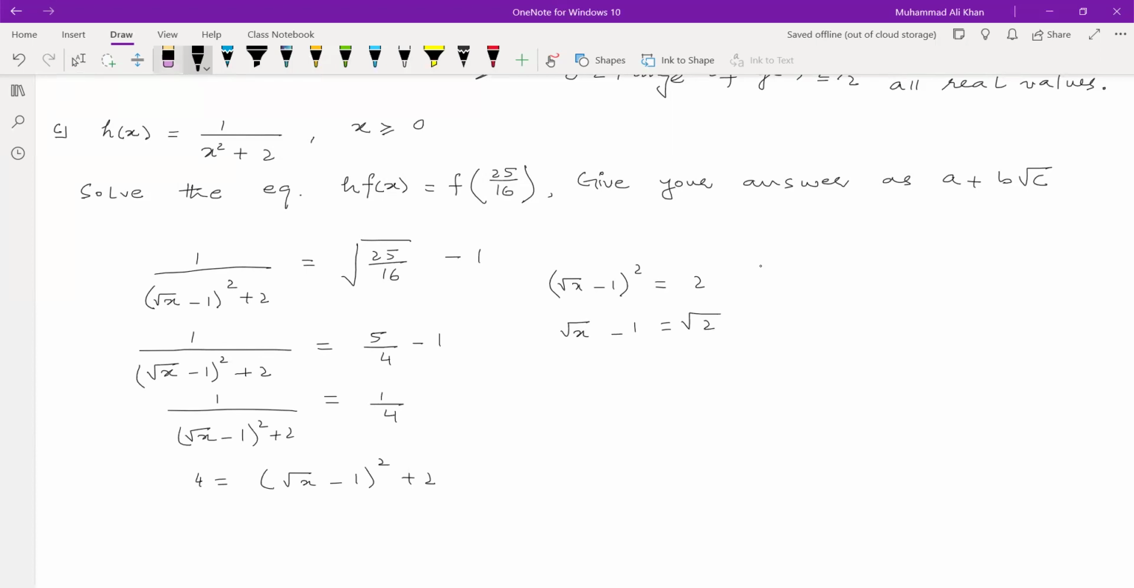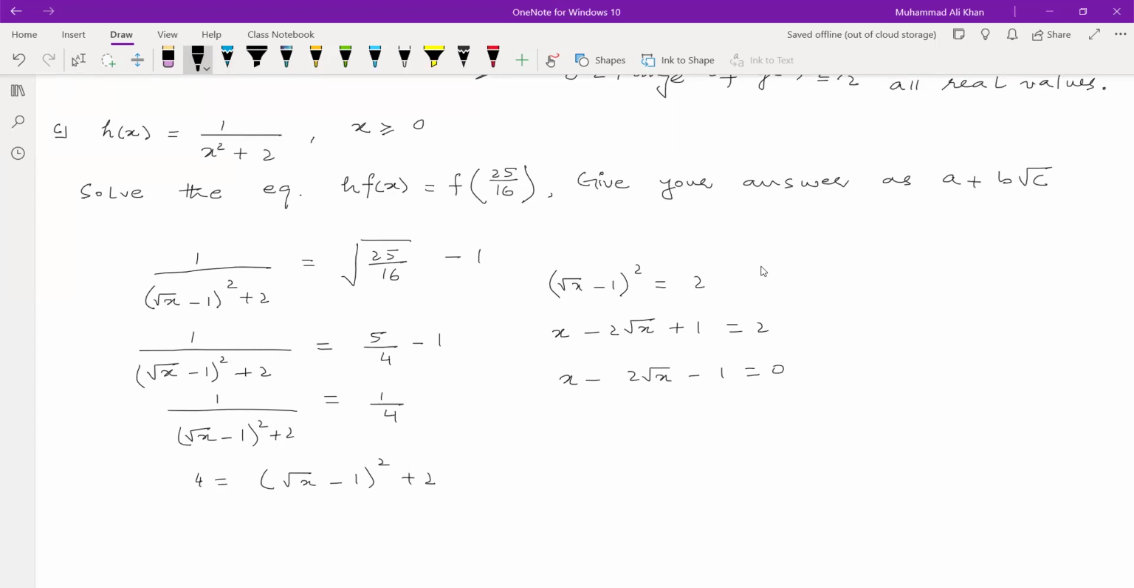For solving or finding the value of x, we are expanding the bracket by using (a minus b) whole square. So it will be a square, meaning under root x square is x, minus 2ab plus b square equals 2. So x minus 2 under root x minus 1 equals 0.